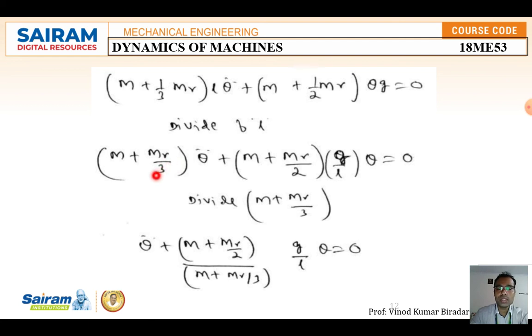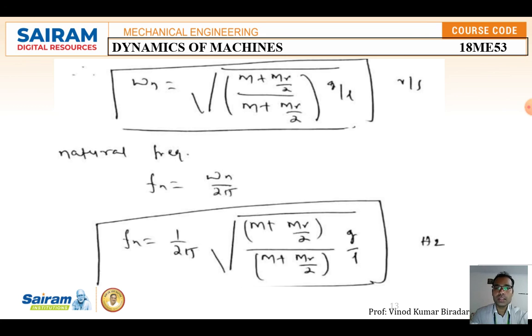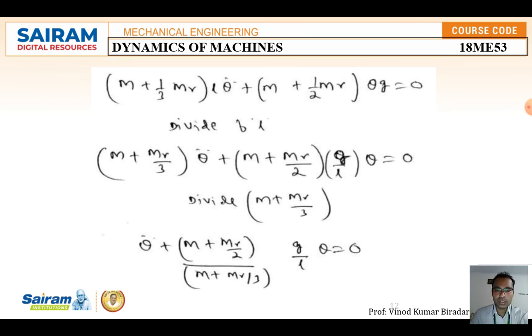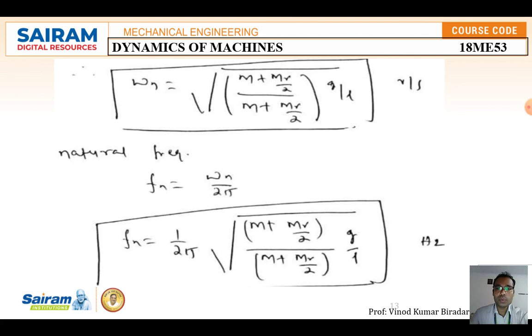Again divide by m plus Mr by 3, and we get theta double dot plus m plus Mr by 2, whole divided by m plus Mr by 3, into g by L into theta. So we find this theta double dot, and to remove the coefficient we do it like this. Now what remains is the angular frequency. This central portion is similar to omega n squared. So omega n is equal to the square root of m plus Mr by 2, whole divided by m plus Mr by 3, into g by L.